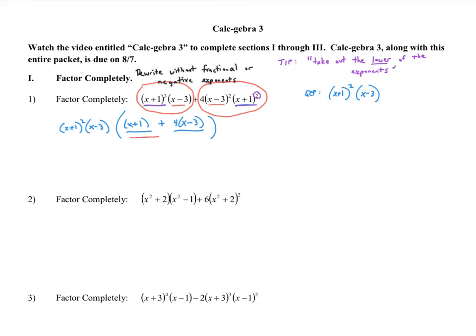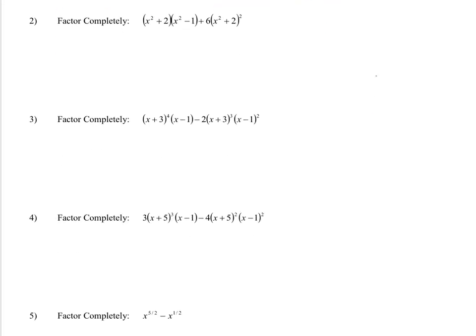Now, we need to simplify what's left over. We have x plus 1 squared times x minus 3 times x plus 1 plus 4x minus 12 if we distribute. That gives us our final answer: x plus 1 squared times x minus 3 times 5x minus 11. Let's skip to number 3.